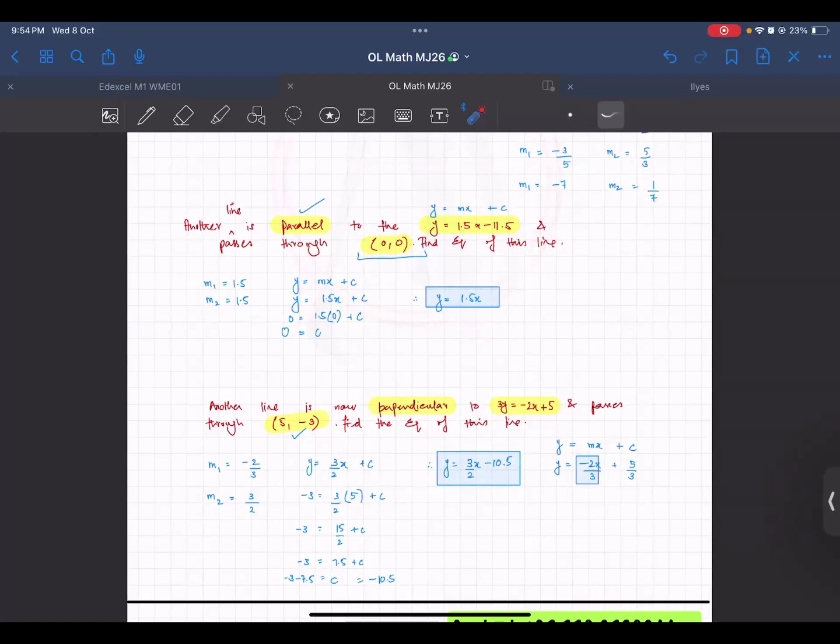When they are parallel, yes, the gradient would be the same.